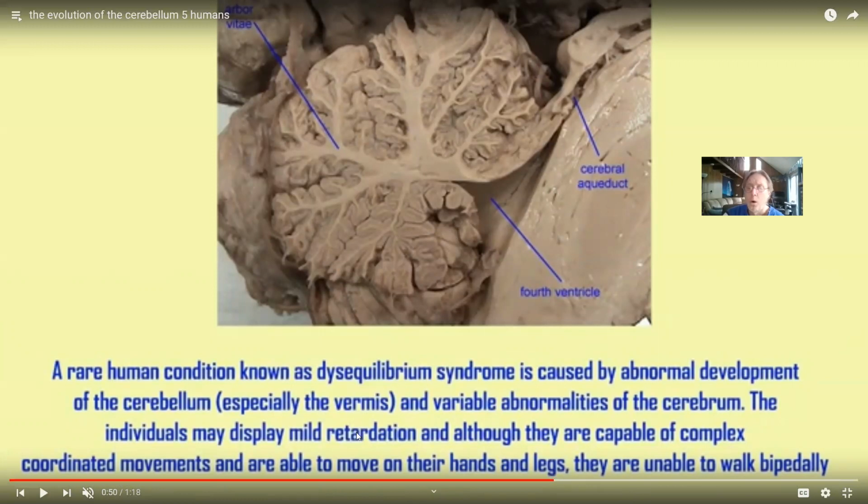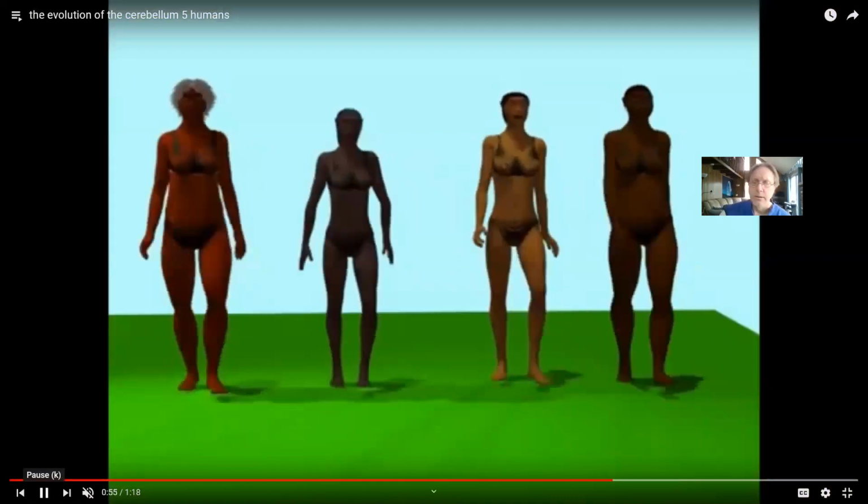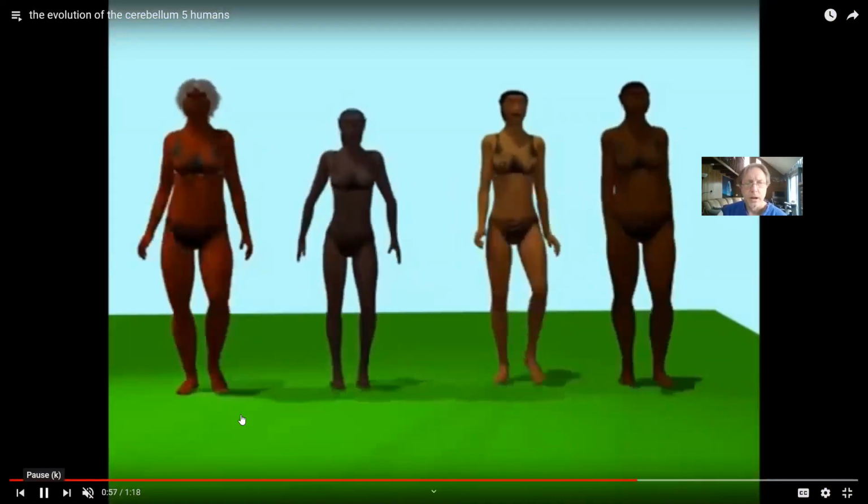the ability to walk upright. There is a rare condition which involves abnormal development in both the cerebellum and the cerebrum, which allows individuals to move, but they can't walk bipedally. And so once again, in the most recent lineages, if we consider Homo erectus here, what was the ancestral hominids, what changes were occurring to help them give rise to us?